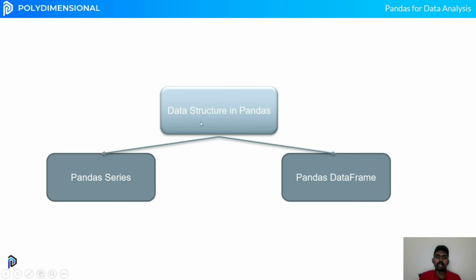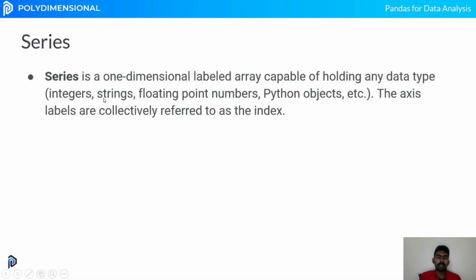Let's look into the data structure in pandas. The two data structures are pandas Series and pandas DataFrame. A pandas Series is a one-dimensional array with labels, so it can be considered as a single column with an index. And the thing is, the Series can be of any data type. It can be a Series of integers or a Series of Python objects.